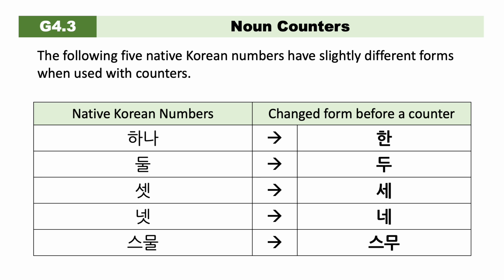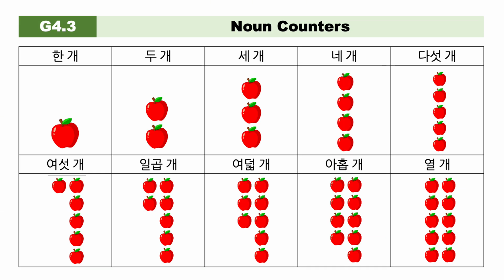The following 5 Native Korean numbers have slightly different forms when used with counters. 하나 becomes 한 before a counter. 둘 becomes 두, 셋 becomes 세, 넷 becomes 네, 스물 becomes 스무. Now let's count some items in Native Korean numbers.